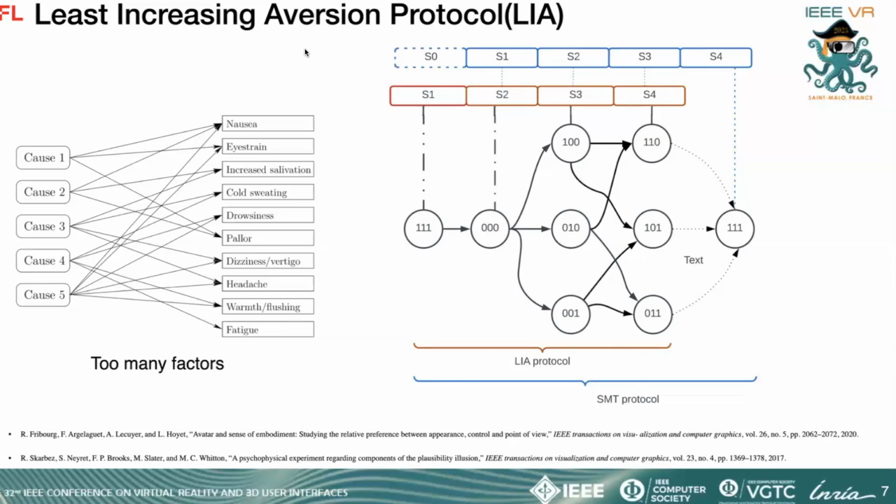The primary goal of LIA is to determine the order in which different factors trigger cybersickness in an individual, helping us to understand which factor has the greatest impact. Why do we need LIA? Before diving deeper into the protocol, let's recall an important point. Cybersickness in VR can be influenced by multiple factors.